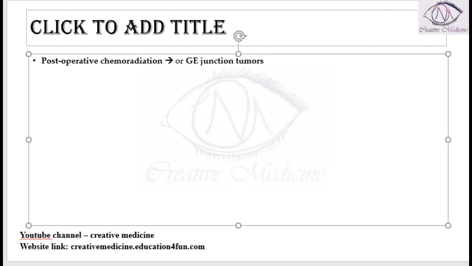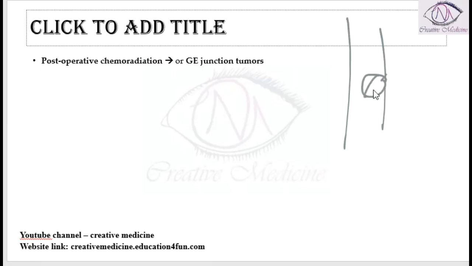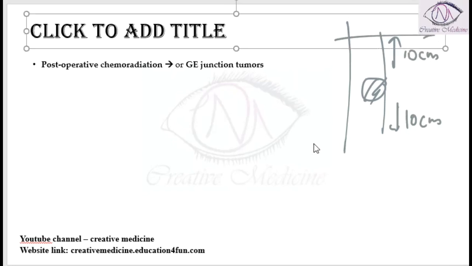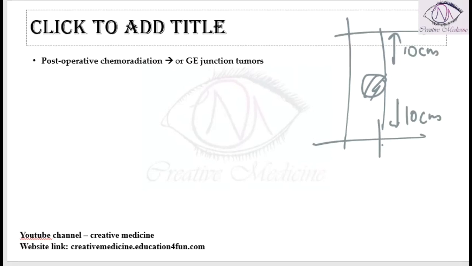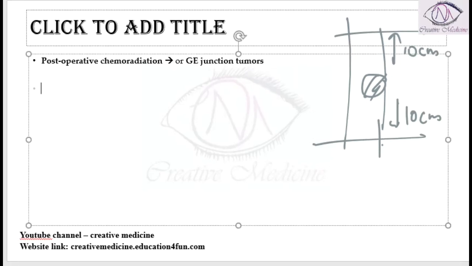Now, what is the extent of resection in esophagectomy? When you do an esophagectomy, if this is the tumor, you should make sure that a margin of around 10 centimeters of the esophagus is removed. So the goal of the extent of resection is a margin of 10 centimeters in carcinoma esophagus.